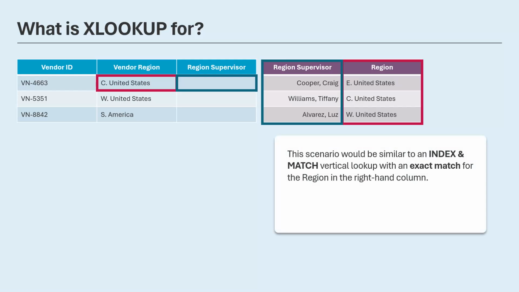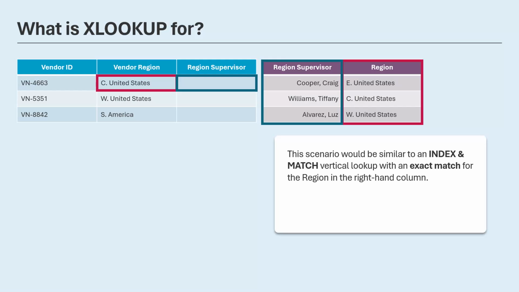Instead, we would have broken out INDEX and MATCH, which is a combined nested function, and we would have found an exact match again here. So now you know that in the old days there were enough different lookup scenarios that you would have had to break out either VLOOKUP or INDEX and MATCH to solve the problem.